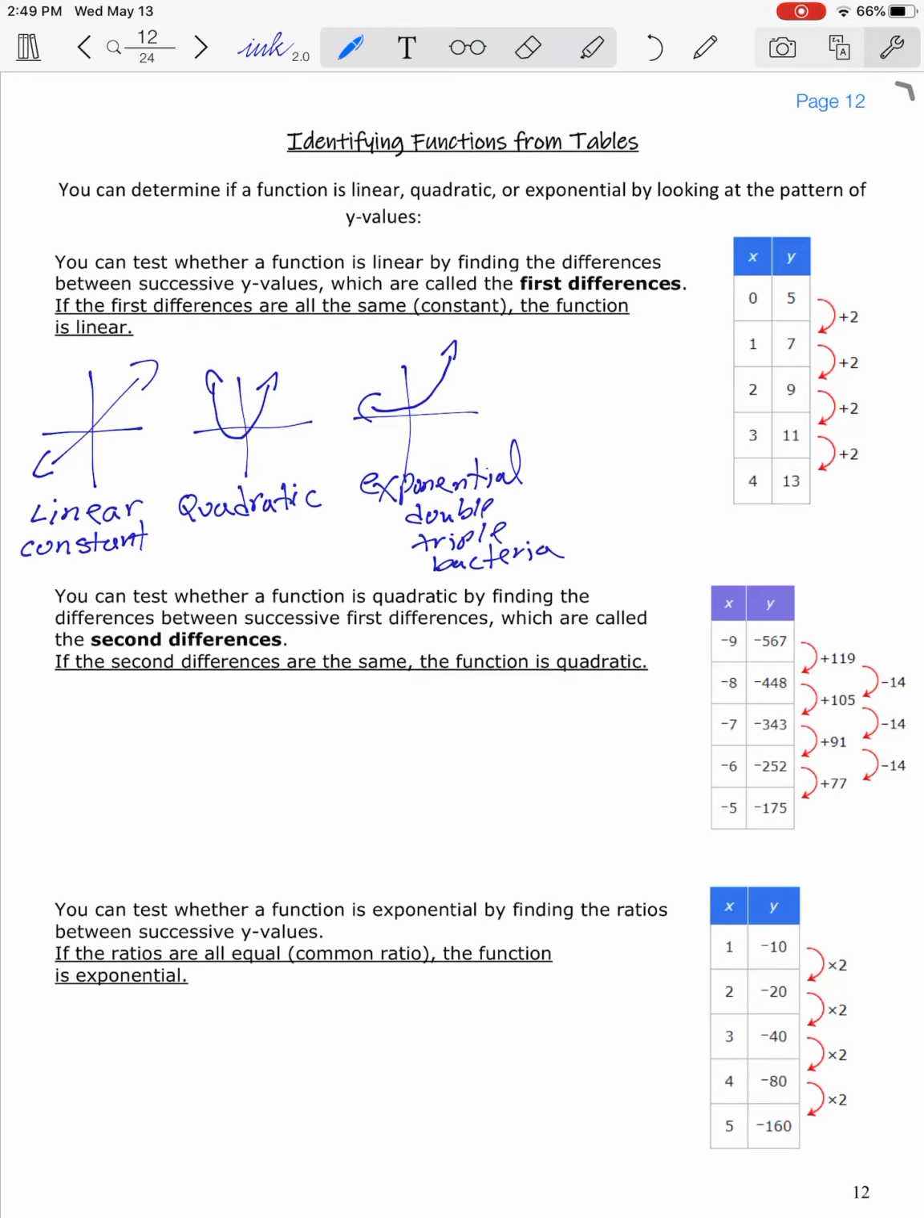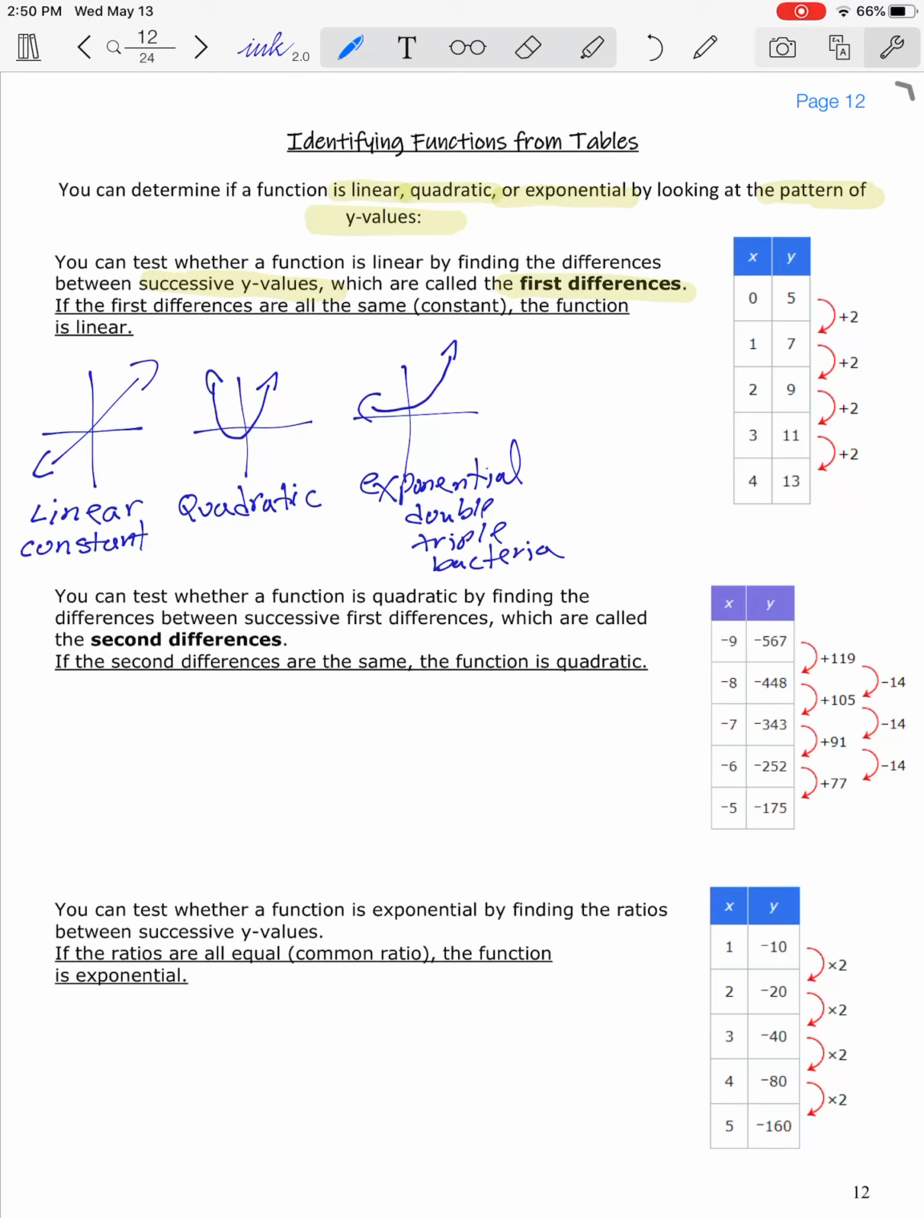So what I'm going to show you today is trying to find out which function it is by not looking at the picture, but by looking at the table. So what they're saying to you is you can determine if a function is linear, quadratic, or exponential just by looking at a pattern from your table. We're only going to be worried about the y values. So it says you can test whether a function is linear by finding the differences between the y values, which are called the first differences.